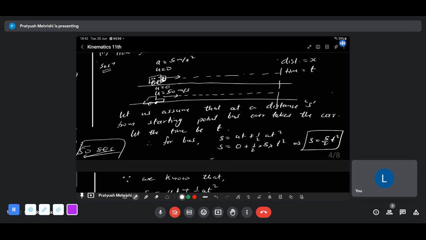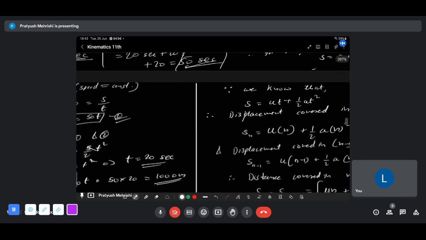Therefore, for the distance in which the bus will overtake, we get an equation: s is equal to 5 by 2 t square. Now, remember that for overtaking, the two vehicles must be at the same point at the same instant of time. Only then can they overtake, is it not? It means the distance covered by the car in the time t must be equal to the distance covered by the bus in the same time t. So from here we are getting the equation s is equal to 5 by 2 t square.